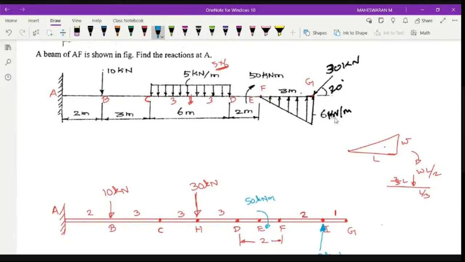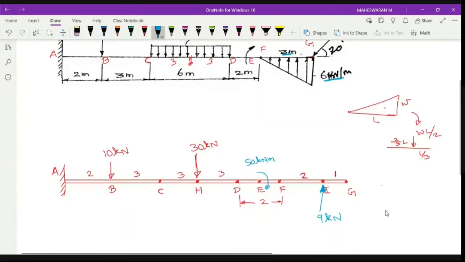6 kilonewton per meter. This is what you have to take. Right? This one and this one. UDL. UVL. Uniformly Varying Load. Right? So 6 into 3, 18 divided by 2. Right? So that is my this force.